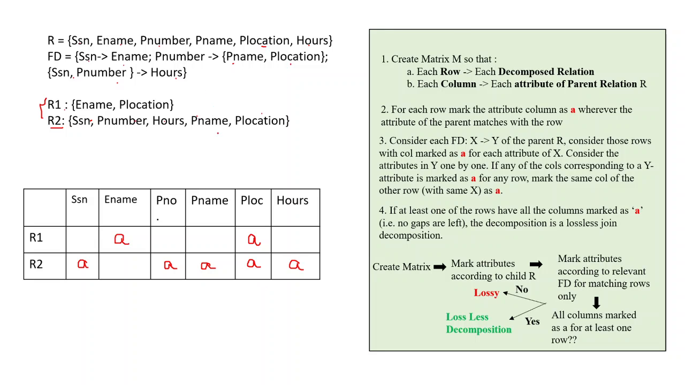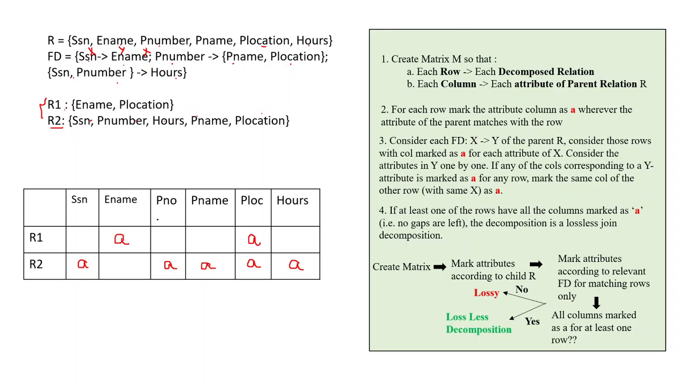Now we have to check the functional dependency part. So the first functional dependency, SSN gives E name. So this is your X and this is your Y. So now we have to find those rows which have this SSN column marked as A. So in this case, we have just R2 marked as A for your SSN column. So R1 doesn't have SSN marked as A. So we cannot consider this functional dependency.